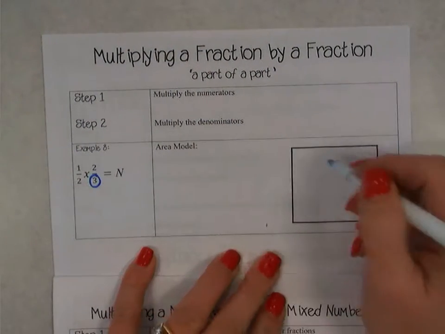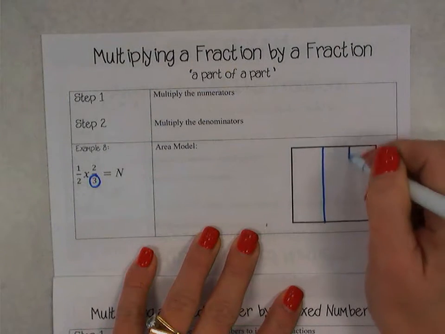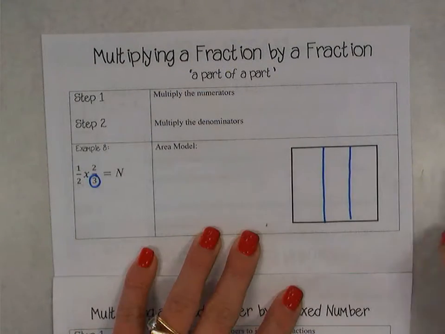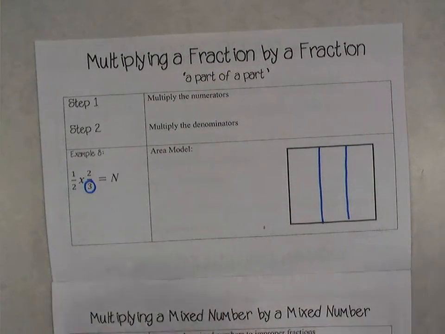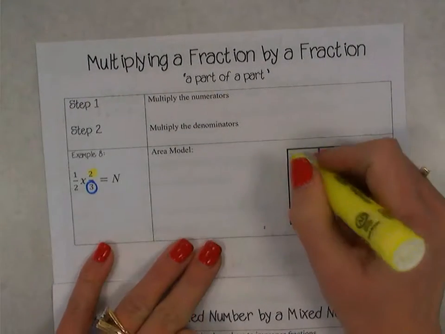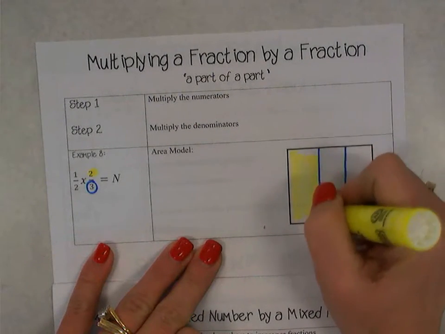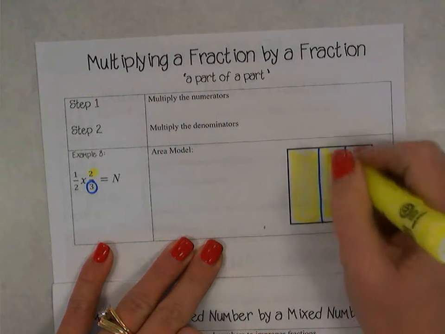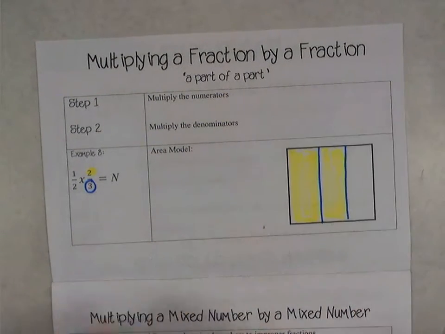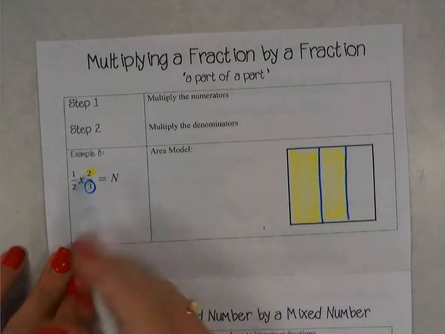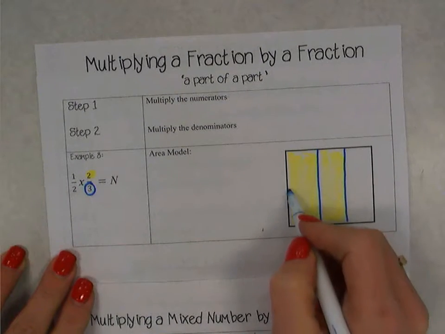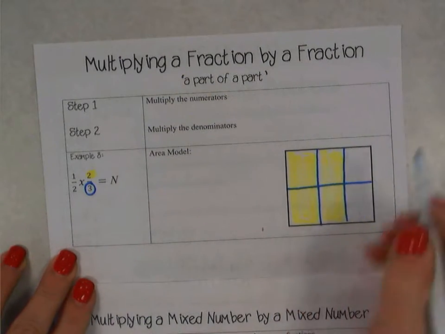The 3 in the denominator tells me that I divide this into 3 parts, and the 2 in the numerator tells me that I'm shading in 2 of those 3 parts. So my brownie pan is 2/3 full. Now I need to take half of that. So I'm going to divide now in the opposite direction and divide my pan in half.